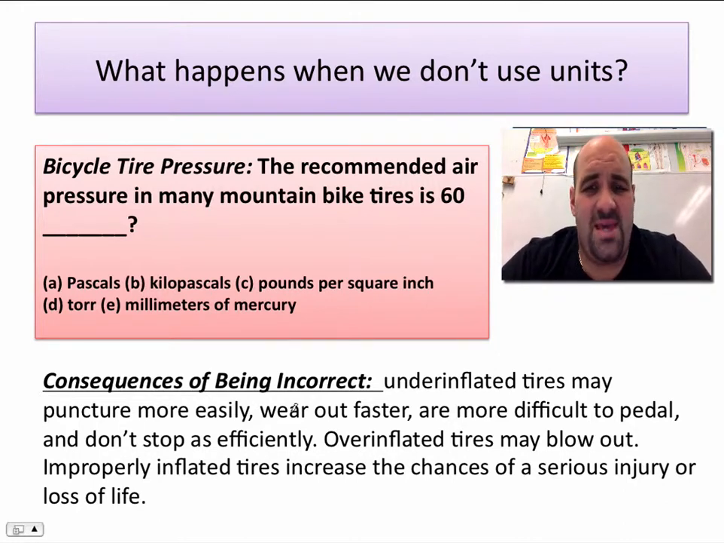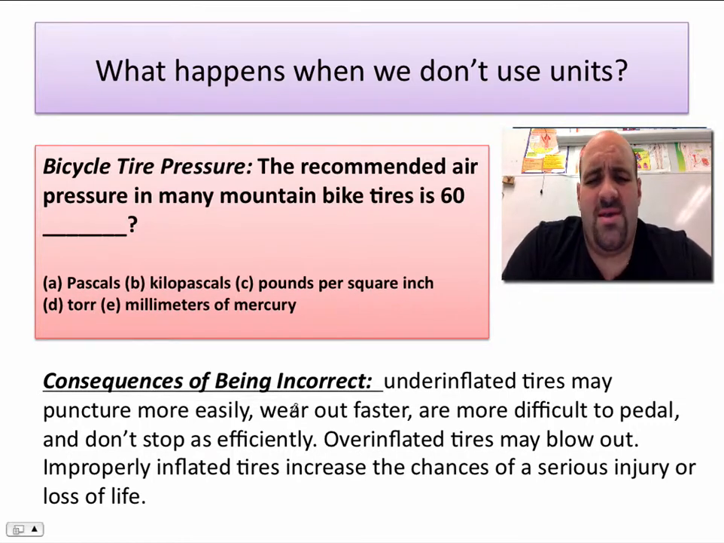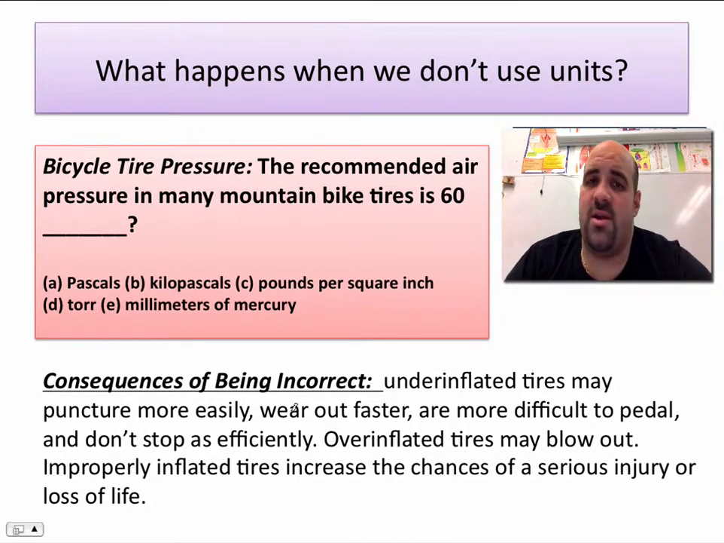So if you don't know 60 what and you put 60 of the wrong unit in, your tire could be underinflated or overinflated. And generally, that's not going to be safe for you, especially if you are actually mountain biking down mountains with rocks and steep embankments. Consequences of being incorrect, you can guess. Underinflated tires puncture more easily. They'll wear out faster. They're more difficult to pedal. They don't stop as effectively, so it's harder to brake. Overinflated tires may blow out. In the end, improperly inflated tires increase the chances of serious injury, loss of life. So again, unit conversion errors.